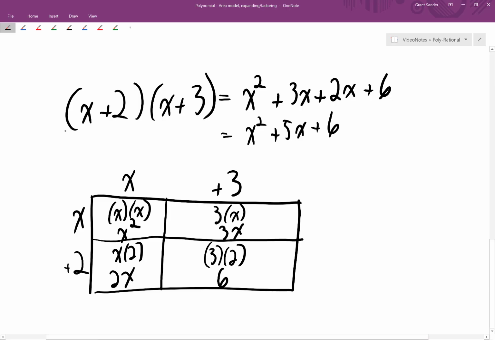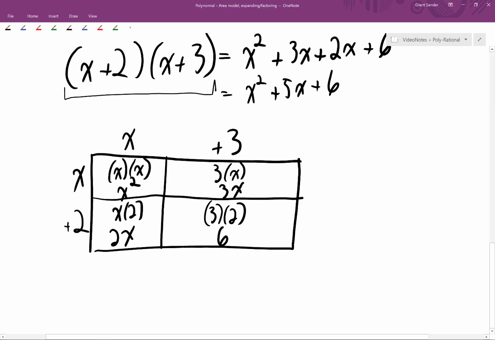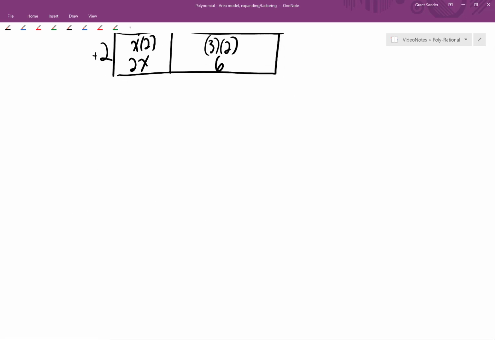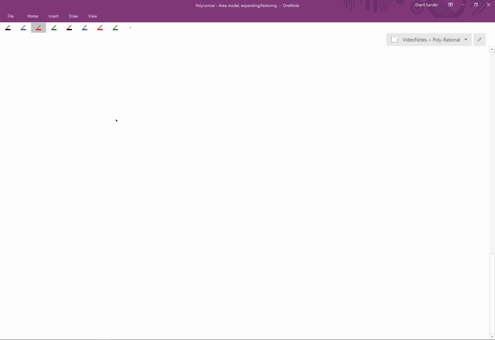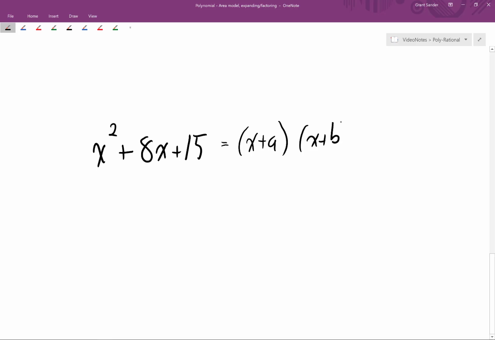So when we're looking at the product of two expressions like this, we can draw out a rectangle and split it into parts and think about the final product as the sum of the area of each constituent part of that rectangle. Let's do something a little more challenging now. Let's suppose we have the polynomial expression x squared plus 8x plus 15, and we want to write this in factored form. So we want to write this in the form x plus a times x plus b.